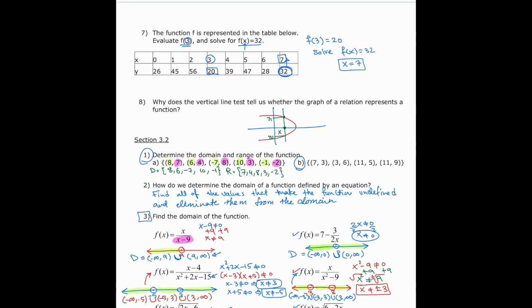B is actually not a function, so you don't need to find the domain and range for B. It's not a function because 11 has two images, which are 9 and 5. So this is not a function, which means we don't need to find the domain and range.